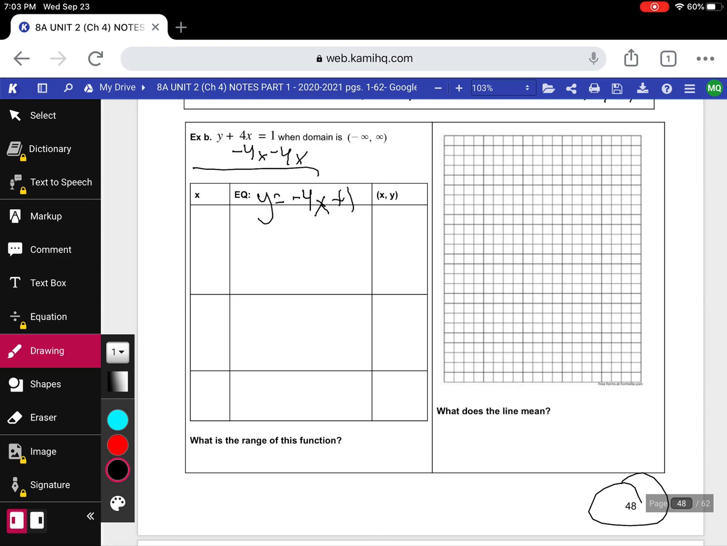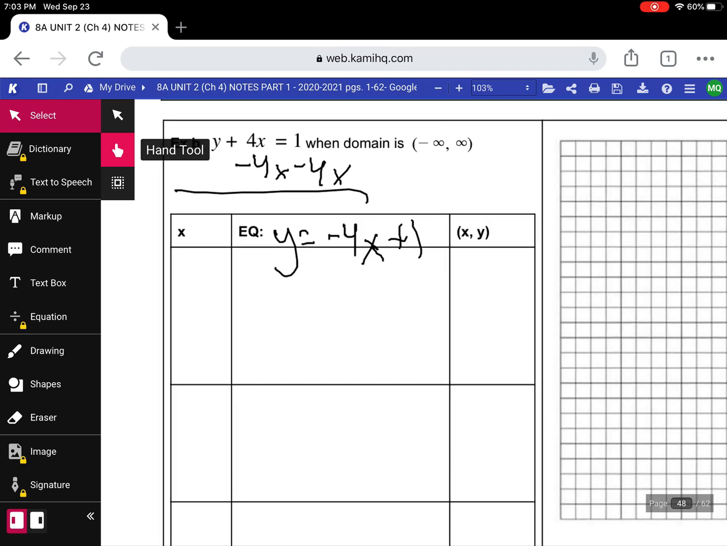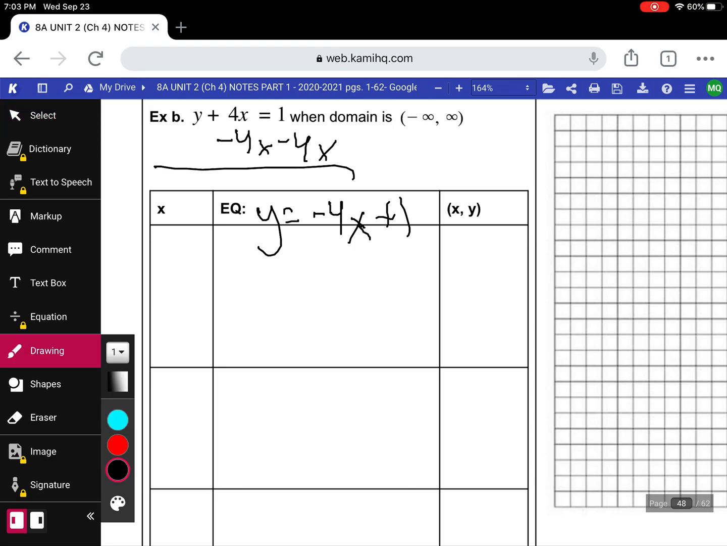Let's make this a little bit bigger so we can see my screen here. Okay, and we're going to pick some x and y values. I tend to always start with the number 0. So let's fill those in. We've got a 0. We've got y equals negative 4 times 0 plus 1. We're left with y equals 1.